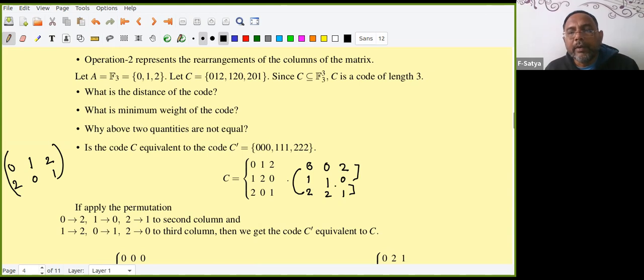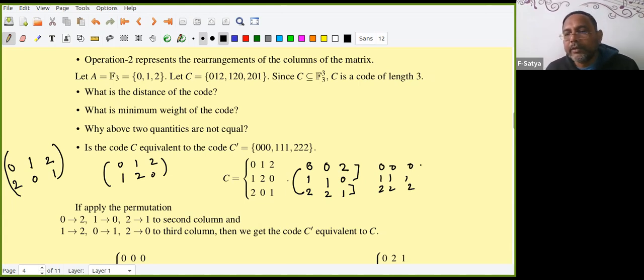Okay. Now I will do one more operation, and now I'll do it for column 3. I have 0, 1, 2. Now here 1 is mapped to 2. Now the permutation is this: 0 is mapped to 1, 1 is mapped to 2, and 2 is mapped to 0. So now I'll again get 0, 1, 2.